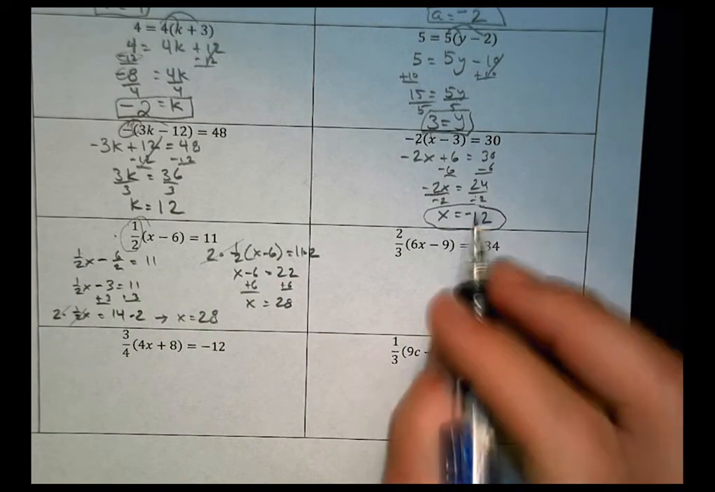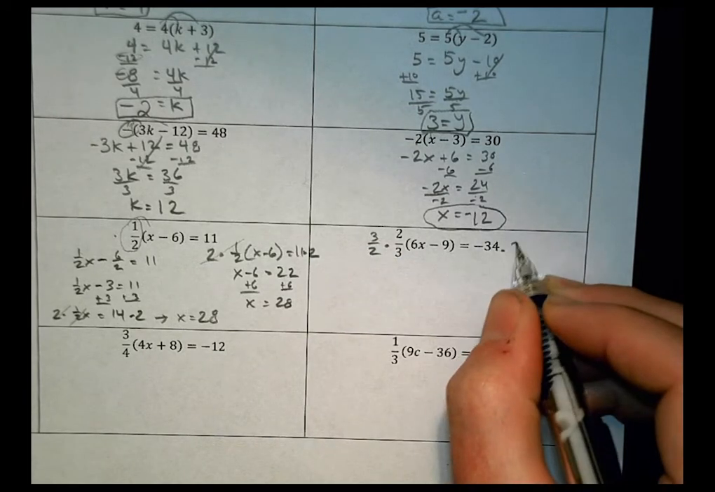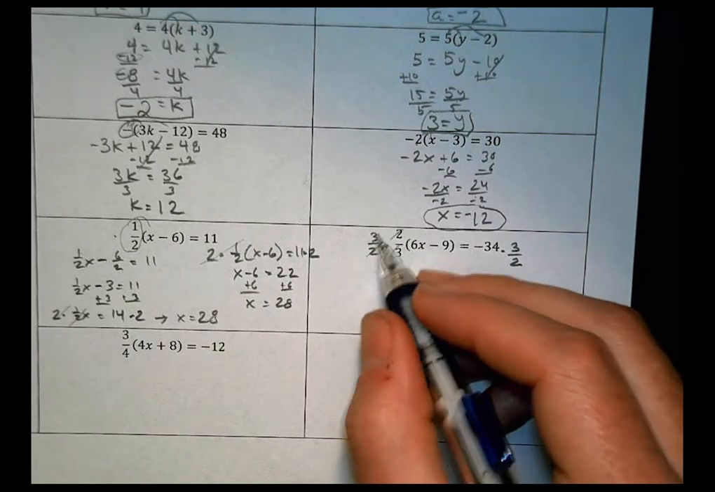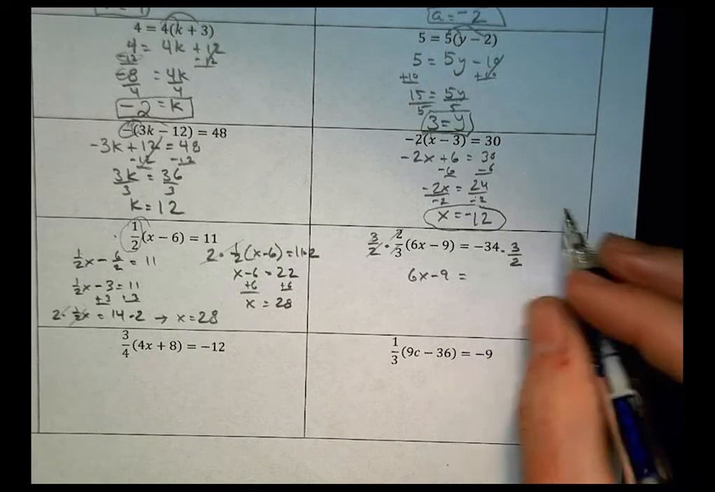Alright, so I'm going to do the same thing. Ready? I'm going to do 2/3. I'm going to multiply both sides by 3 over 2. Oh no, that's not what the directions say. I know. So this is canceled, it goes away. On this side I'm left with 6x minus 9 equals this. Now let's do some reducing.